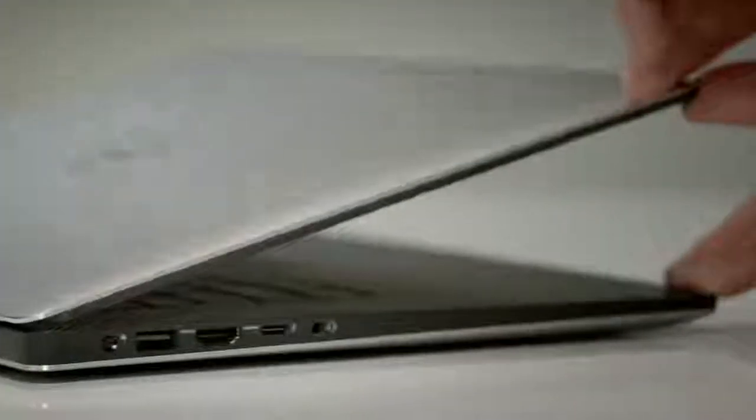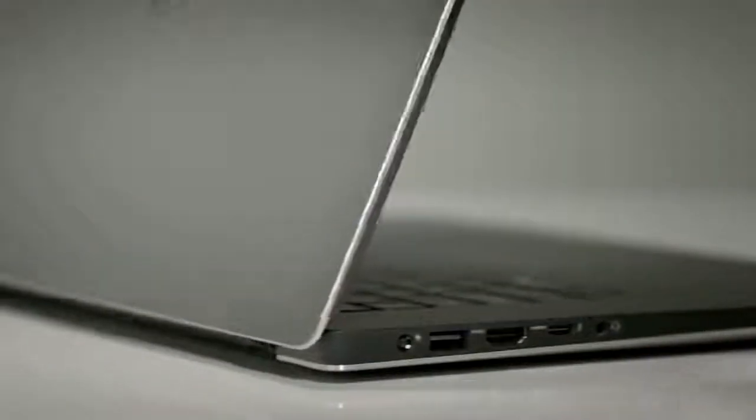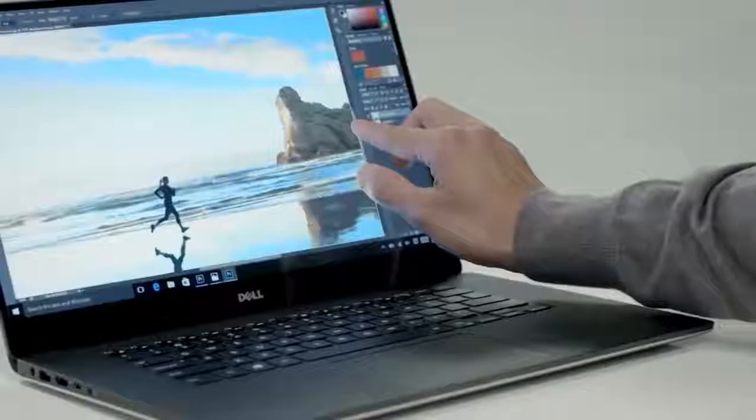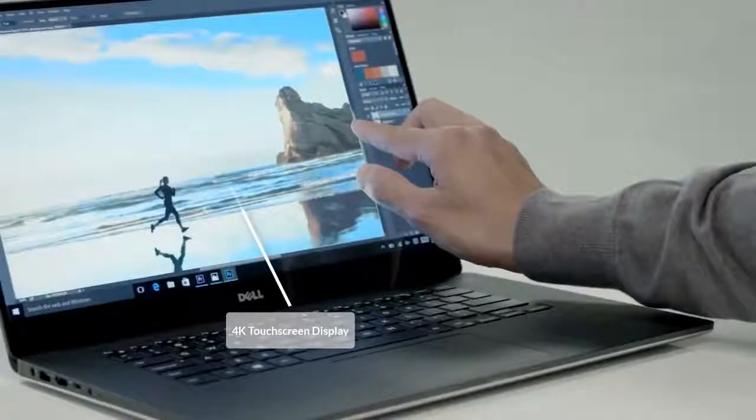The XPS 15 is one of the best, if not the best, 15-inch laptop in the market, and why it has a hefty price you'll hear in the following sections.